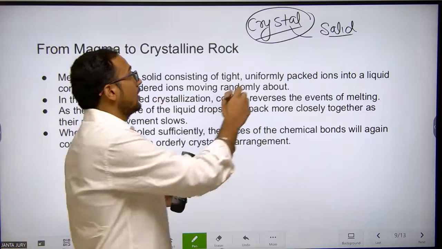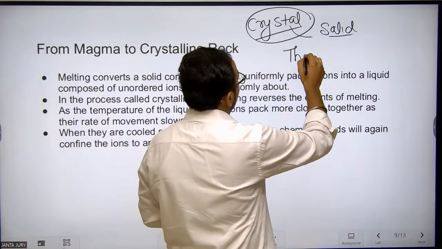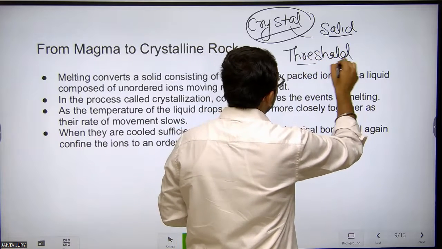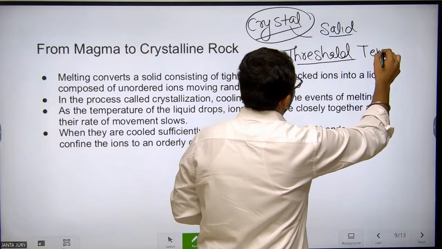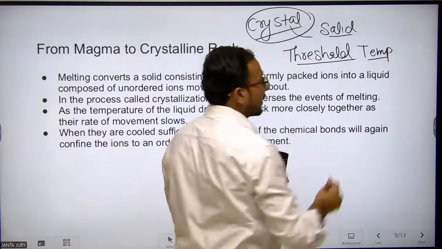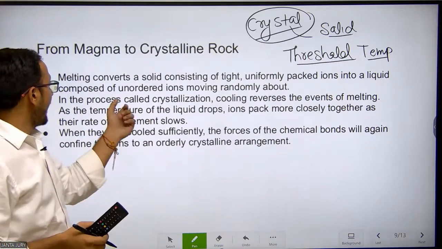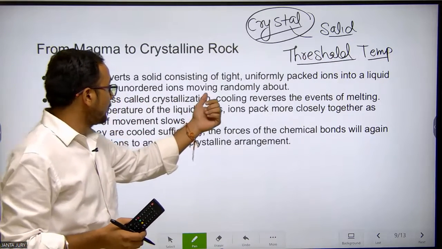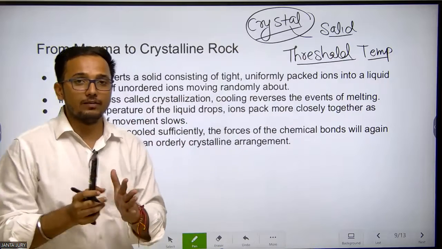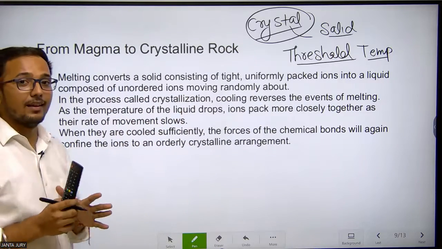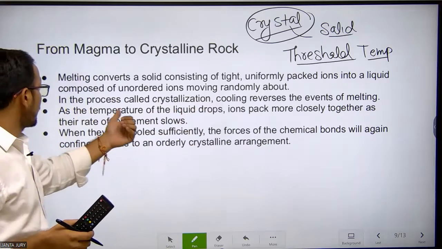So at one point, whenever the temperature increases continuously, it will attain a certain level of temperature. This is called the threshold temperature. At the threshold temperature, the bonds will break and the ions will break apart. The ions will then be unordered, moving randomly about. So they will have a very random movement.